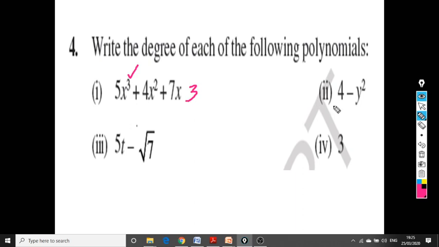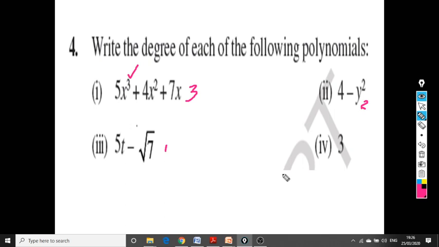See, in the second case, this is 4 minus y square. So the degree of this polynomial is 2. Third case, 5t minus root 7. Here this is a polynomial in terms of t. So the highest power of a variable is 1. So the degree of the polynomial is 1.